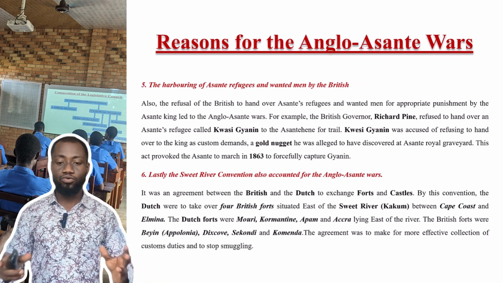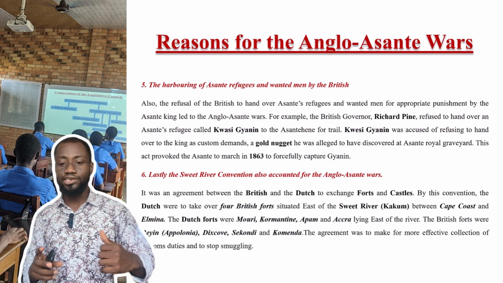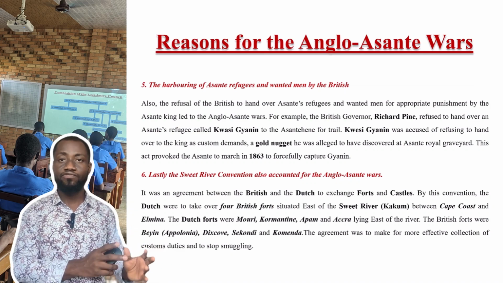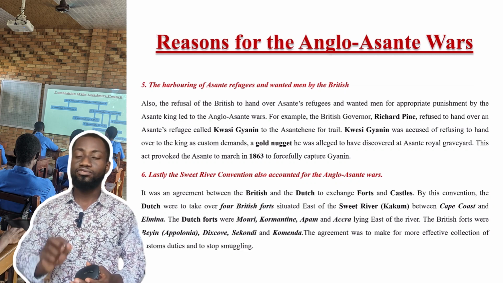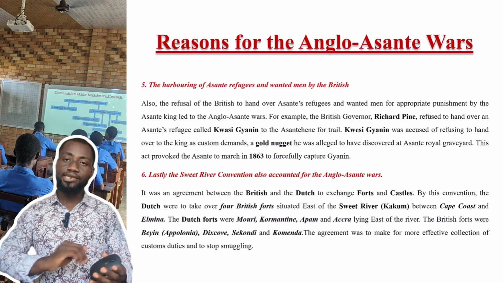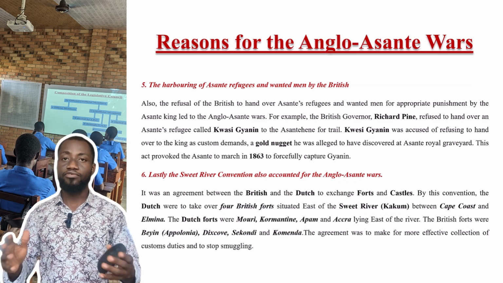So by this treaty, what then happens is that the Dutch were going to take all the forts which were situated to the east of the Sweet River, which is found in Kakum. And then the British will also take all the forts that belonged to the Dutch in the western side, to the western side of the Sweet River.